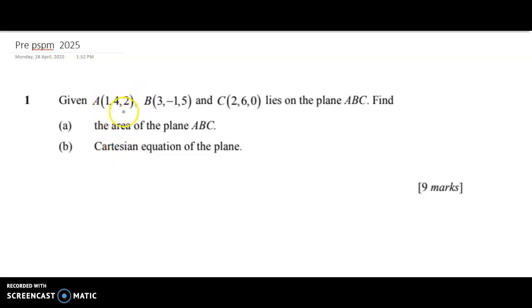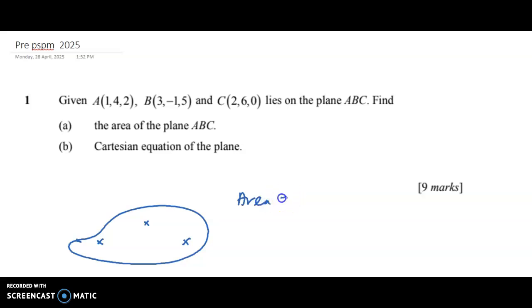For this question, we need to find the cross product first. Say this is the plane, and we have the points A, B, and C. Now you need to find the area of the plane. The formula for the area is the magnitude of AB cross AC. You can also use CA cross CB or BA cross BC.